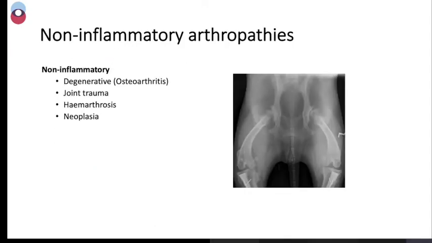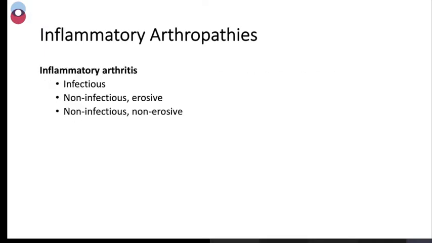So just an overview of other arthropathies that might present to us and might look similar to polyarthropathies. Non-inflammatory arthropathies are things like degenerative joint disease, OA, which we're all quite familiar with and shown by the X-ray in the picture. And then joint trauma, hemarthrosis, and neoplasia can all cause non-inflammatory arthropathies. And there can still be some inflammation with the joint, but we don't typically define them as inflammatory arthropathies.